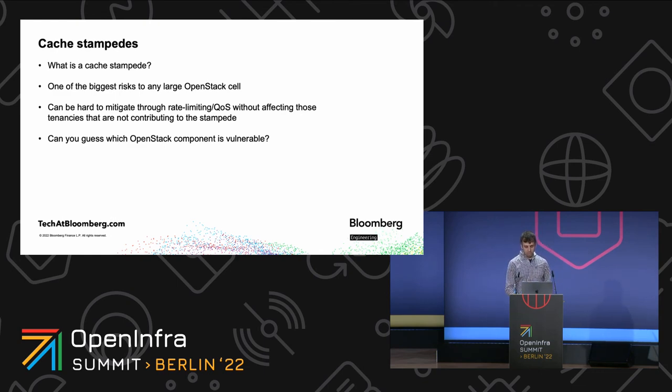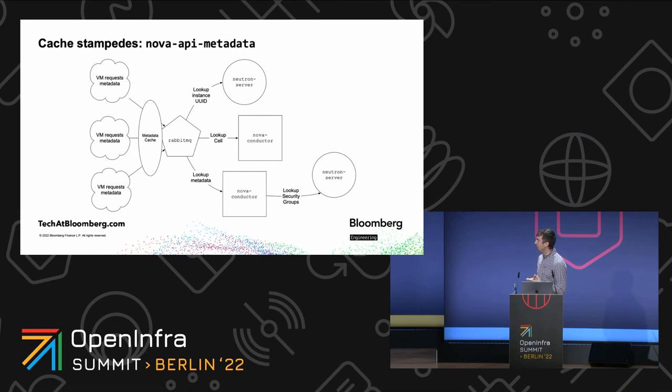So we found that the Nova metadata API, when you have very large cells, can fall into this congestion collapse condition. And so here's what it looks like, at least for us. One disclaimer, this may look different if you use Neutron metadata proxies or if you're using some of the newer features in Nova Stein.